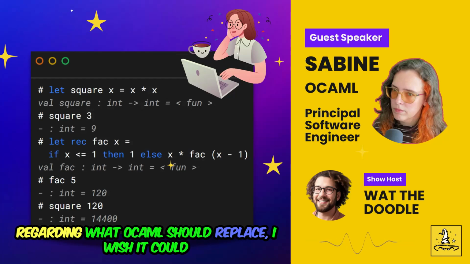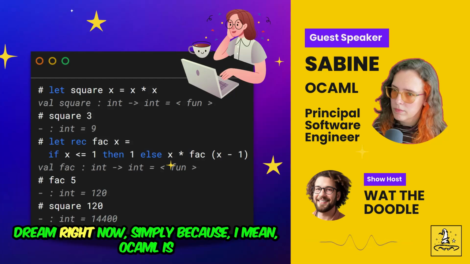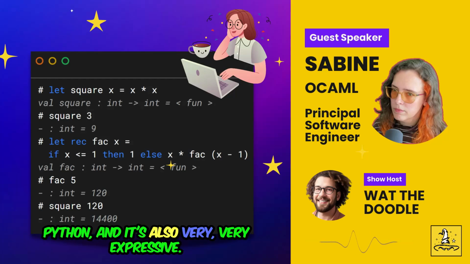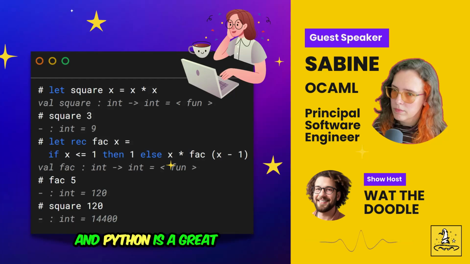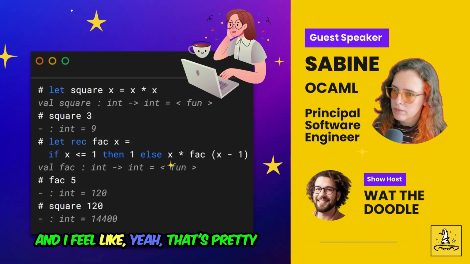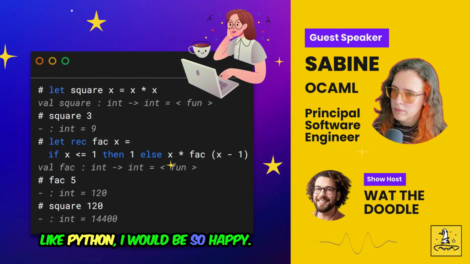Regarding what OCaml should replace, I wish it could replace Python, but I think this is a pipe dream right now. Simply because OCaml is so much safer than Python. It is faster than Python. It is also very, very expressive. And Python is a great language because of being expressive. And I feel like that's pretty much what it has going for it. And if OCaml could have an ecosystem like Python, I would be so happy.